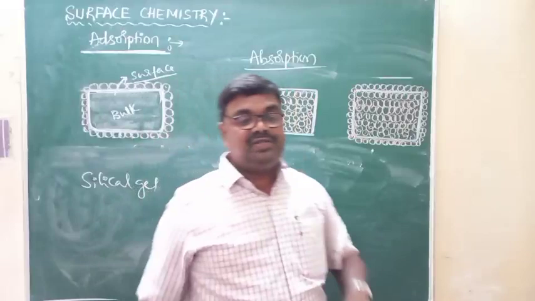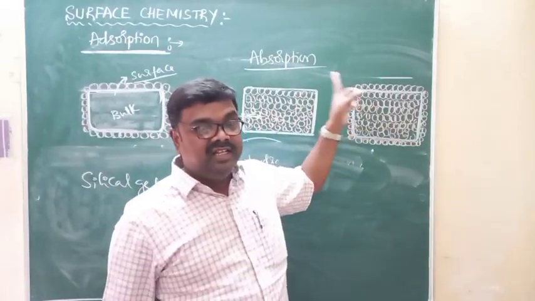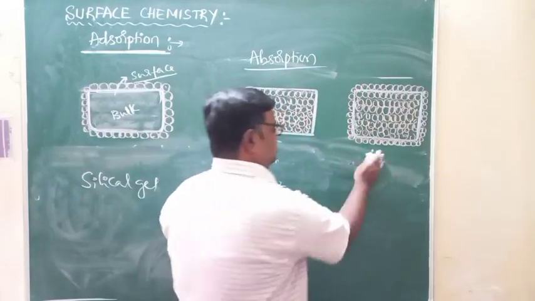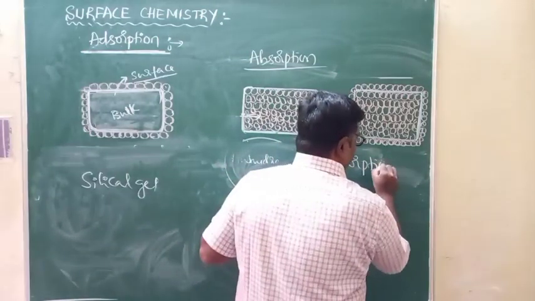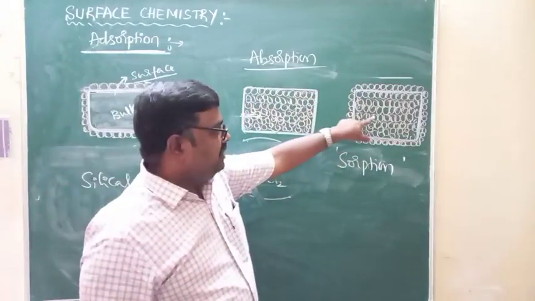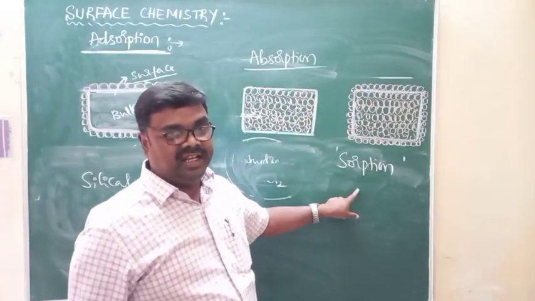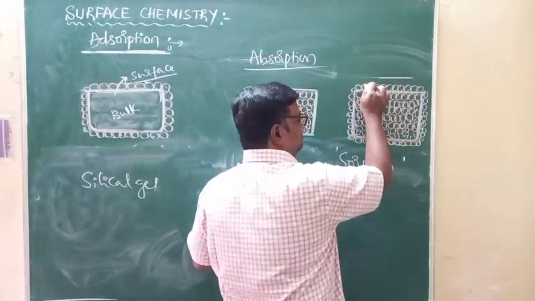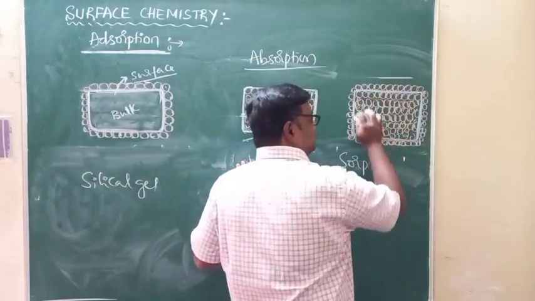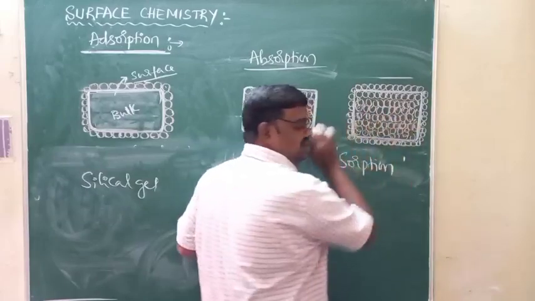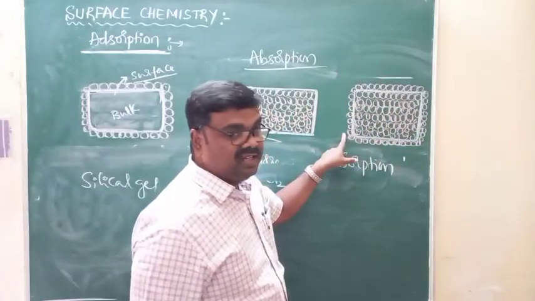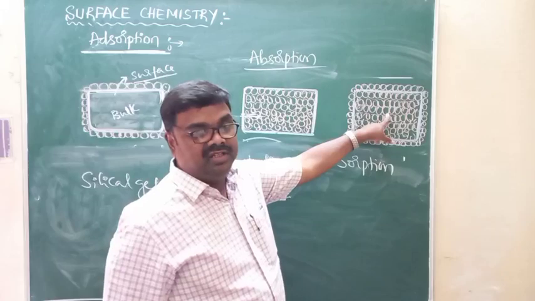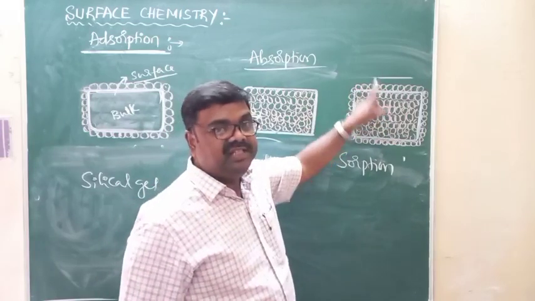There are some processes where adsorption and absorption take place simultaneously. Such processes are called sorption. Sorption refers to the process in which absorption and adsorption take place simultaneously. Just observe here, you can find the molecules of a substance on the surface of a solid as well as in the bulk of the solid also. That's why it is sorption.